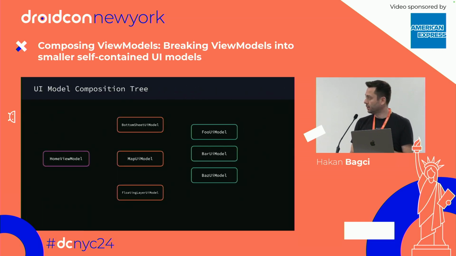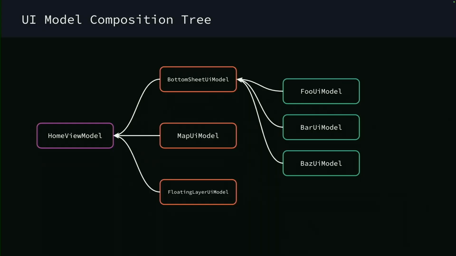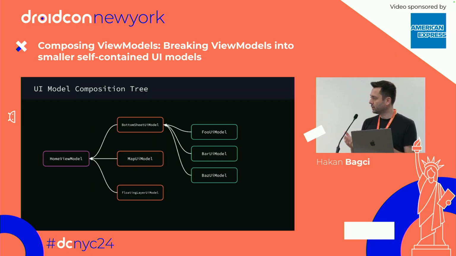Let's see this hierarchy on a diagram. Here is our UI model tree. We have foo, bar, and buzz micro feature UI models. And using them, we are composing our bottom sheet UI model, which is a host UI model. Also, if we continue one level up, bottom sheet UI model, map UI model, and floating layer UI model as host UI models are used to compose our home view model. This is the UI model composition part, and the view part is still missing.